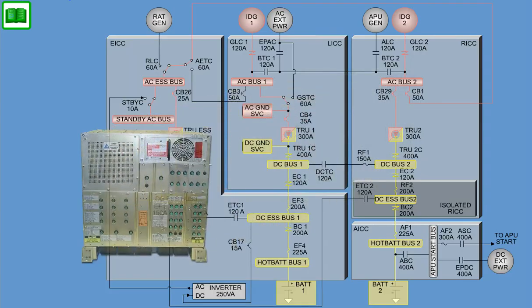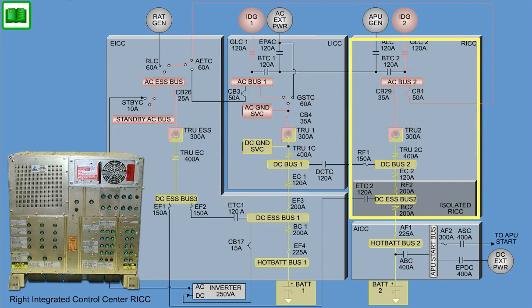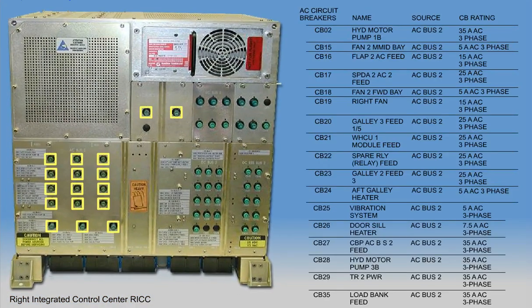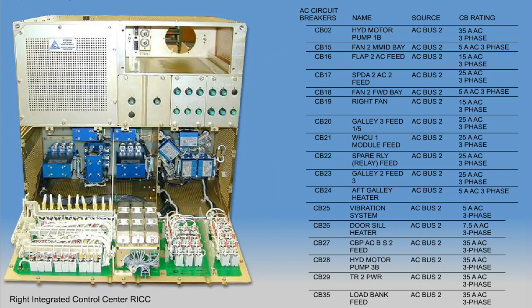The right integrated control center provides AC and DC power distribution and protection for the main airplane buses associated with the right side of the airplane. This list shows all AC circuit breakers and their ratings, installed on the front panel of the right integrated control center. Removal and replacement is done by loosening the attached hardware and the interface wire harness.